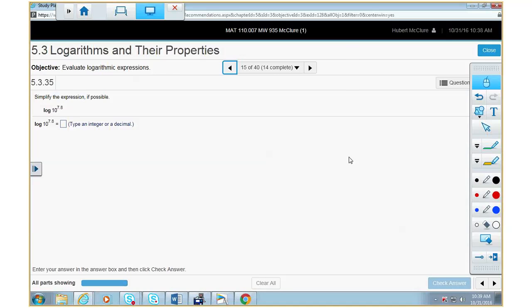Like this one. What is this one? If there's not a base here, what is it assumed to be? 10. So that would be log base 10 of 10 to the 7.8 power, which, if the base matches the number, then it's just the what? The exponent. So the answer here is 7.8.